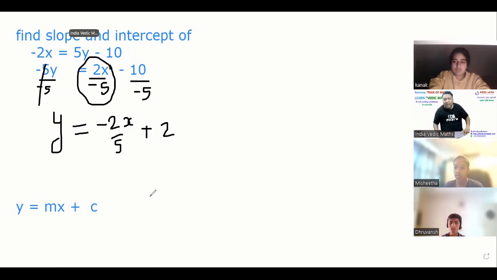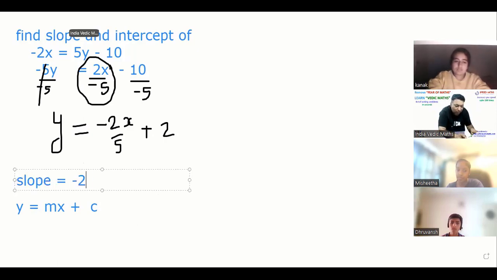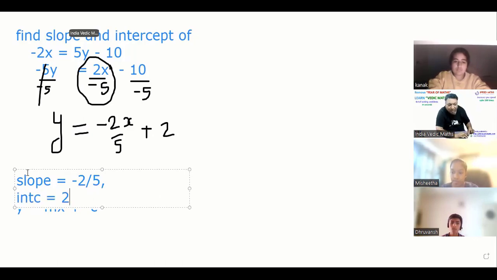Right? Remember multiplication. What is negative 2 multiplied by negative 3, guys? Positive 6, right? Division is the same: same signs cancel. So when this is the equation, what is the slope, Naja? Minus 2 by 5. Very good. What is the intercept? 2. That's it. Easy or not?